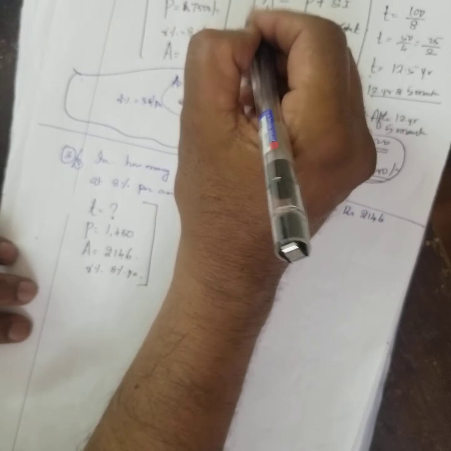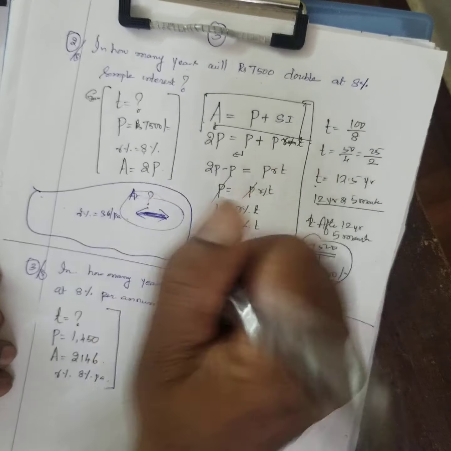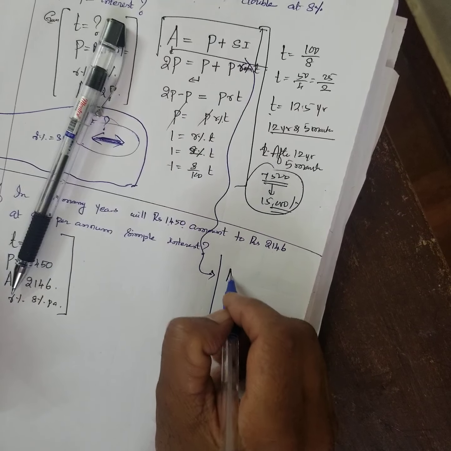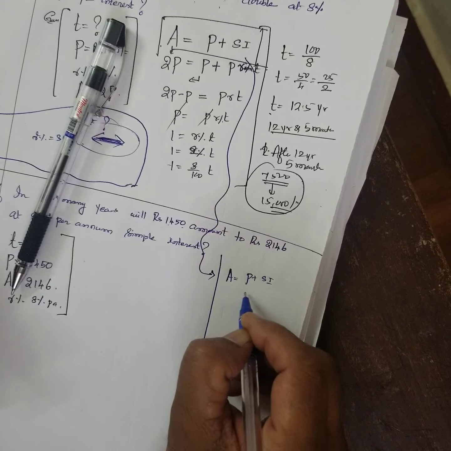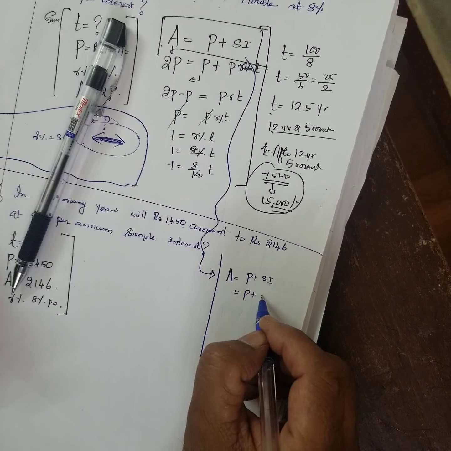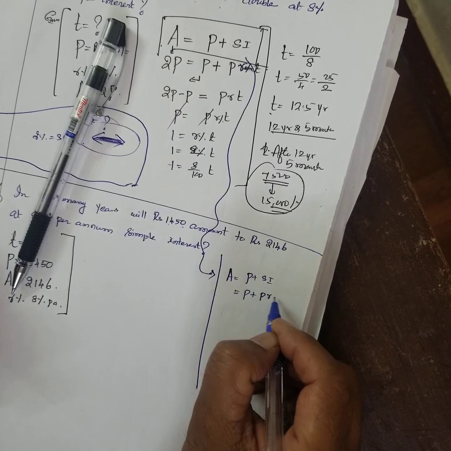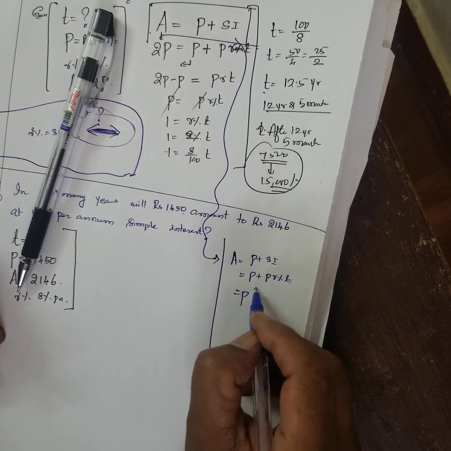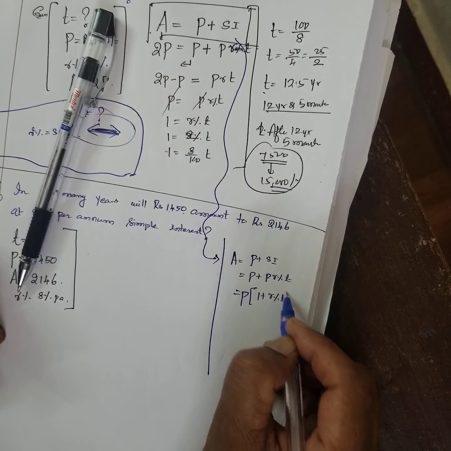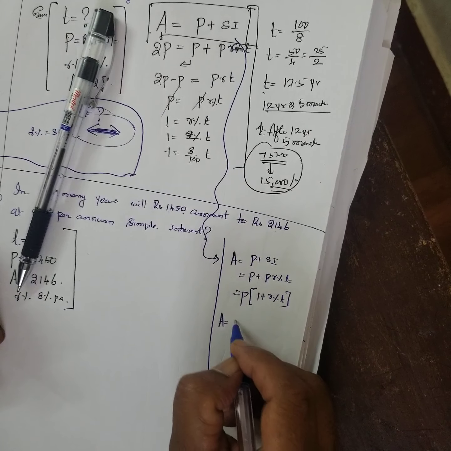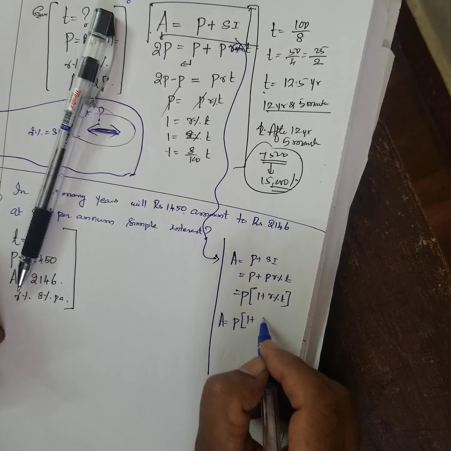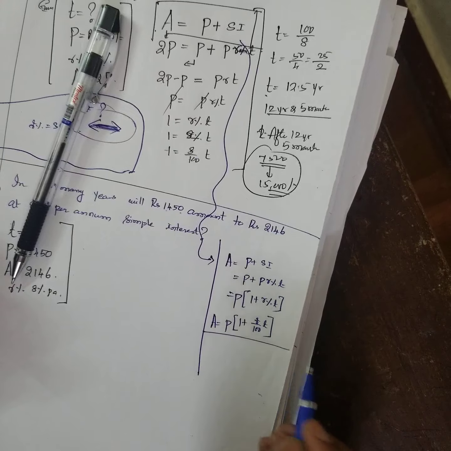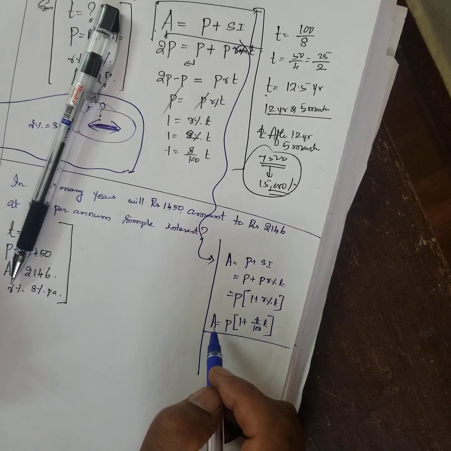See, one thing you remember, I'll take this particular point. Here I will take this one separately and analyze. Amount is equal to principal plus simple interest. Principal plus simple interest is P, R percent and T. Here P is the common factor, right? 1 plus R percent into T. Therefore, the amount is equal to principal times 1 plus R by 100 T. Can you follow? You can use this formula also.